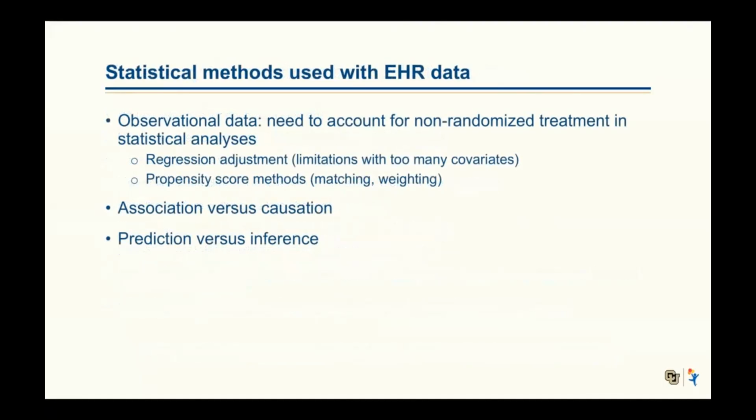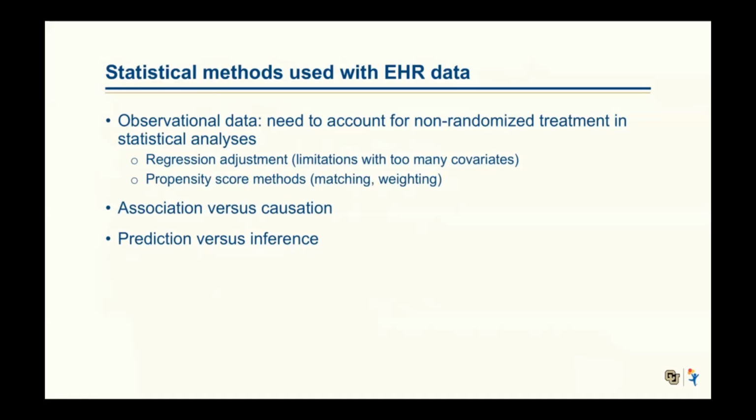Analysis using EHR data can be different from analysis of data from a randomized trial. For example, confounding can be a much bigger concern when comparing outcomes between groups using EHR data. More complicated and sophisticated statistical methods are required to deal with this situation. These are primarily either regression adjustment or propensity score methods.